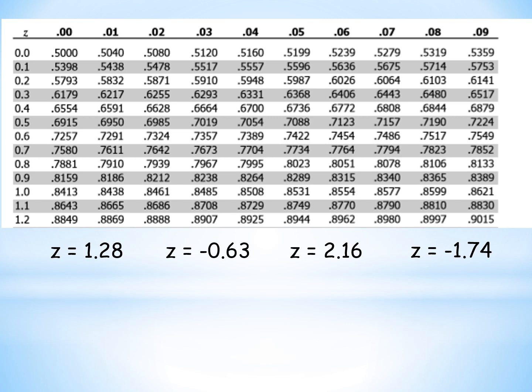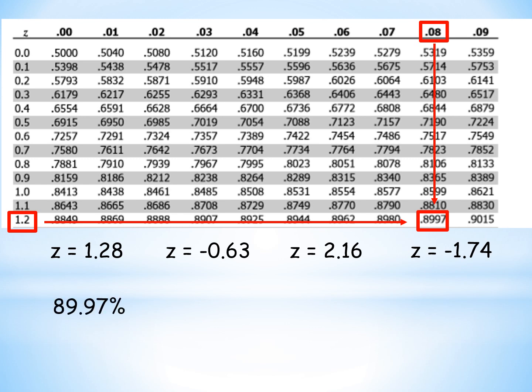You're going to scroll down on the left-hand side until you see 1.2. So you're always going to go to the first decimal place on the left-hand side, 1.2. Then you're going to go across the top to find your next decimal place, which is 0.08. Where those two meet is going to give you your percentage, 0.8997. What this tells you is that 89.97% of your data is going to be below 1.28 above the mean.